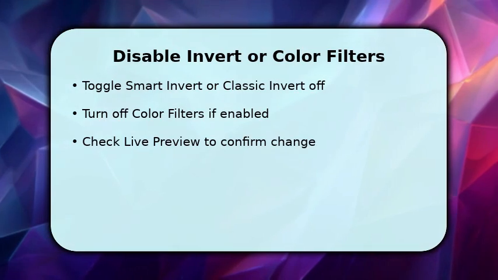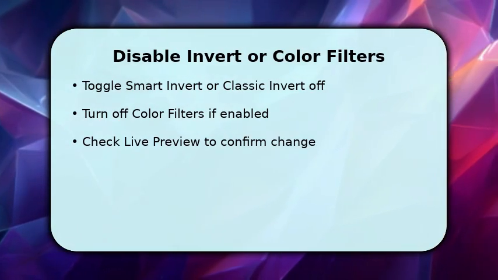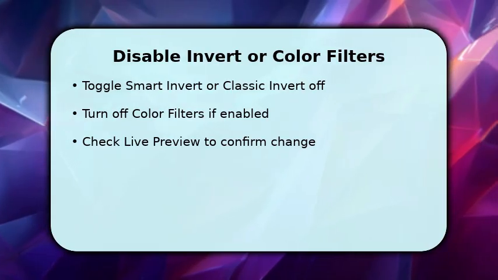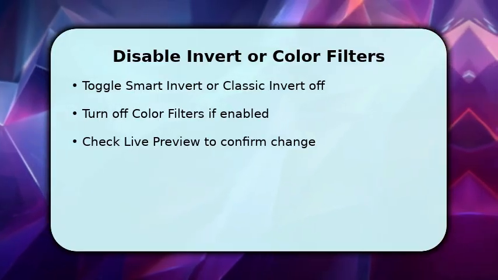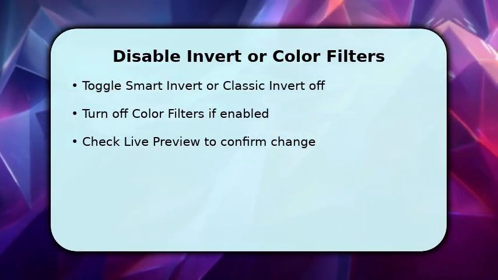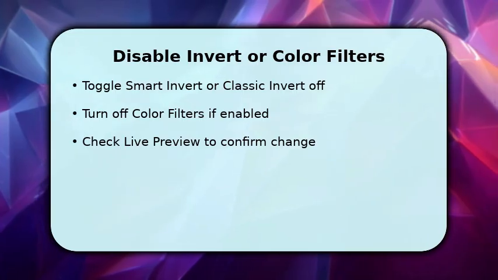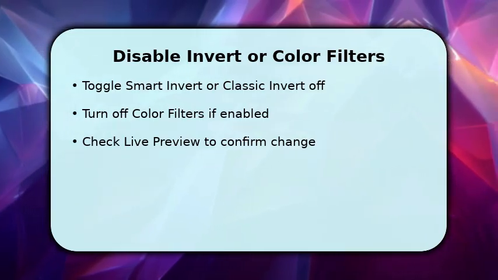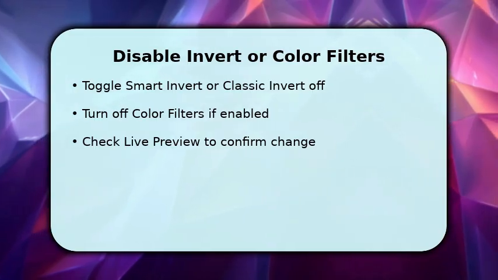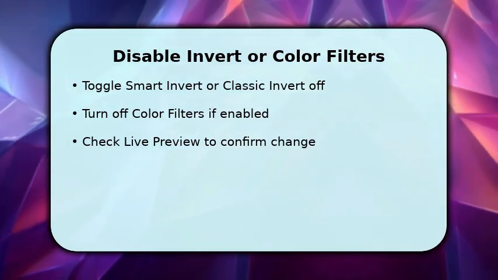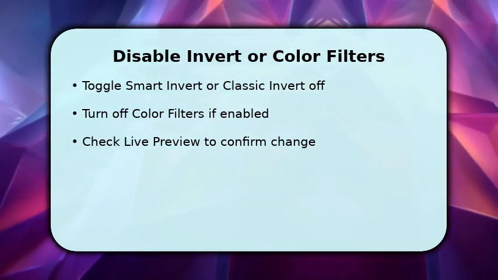If Smart Invert is enabled, disable it because it reverses colors except images. Also check Color Filters and disable any filter that alters hues or contrast. As you toggle each option, watch the screen preview so you can verify normal colors return. Once done, navigate briefly through a few apps to ensure the change applies system-wide and not just in settings.